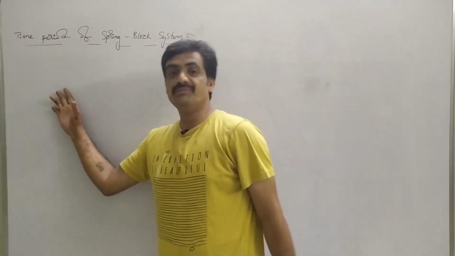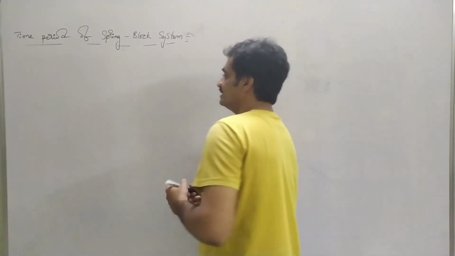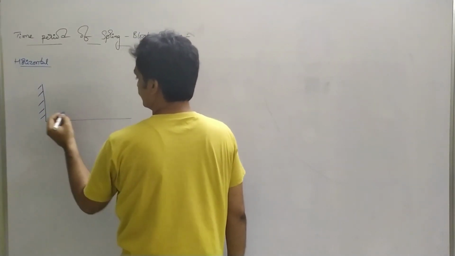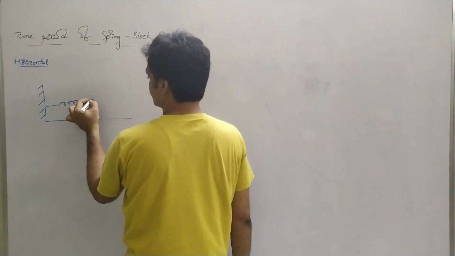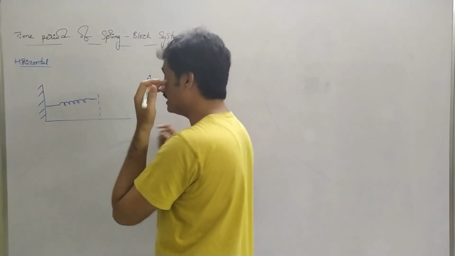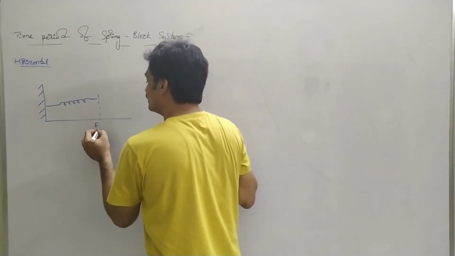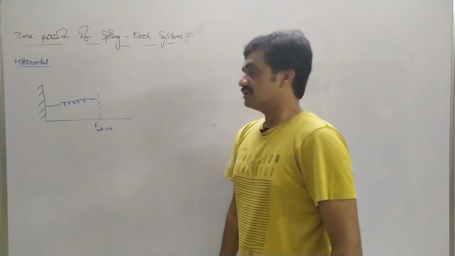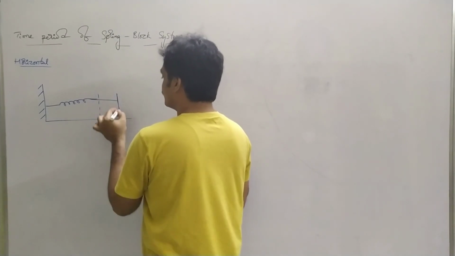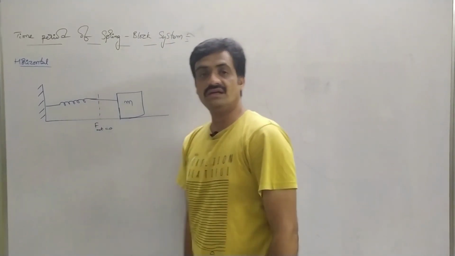Now we are going to represent the time period of a spring block system along the horizontal as well as along the vertical. Observe that here I am going to consider the spring along the horizontal. Initially when the mass is not attached, the spring will remain at this position, and the net force acting on this spring is equal to 0. When the mass is attached to this spring, the net force acts on the spring.